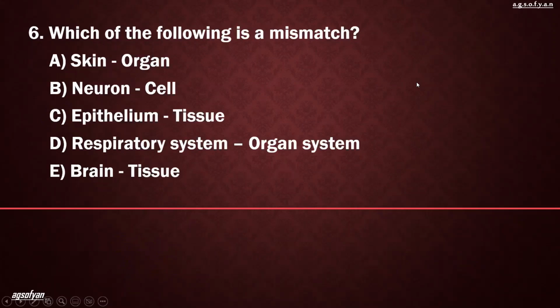Which of the following is a mismatch? Okay, which one is not correct? Skin, organ. Is that correct, right? Yes. Neuron is a cell. Yeah, it's correct because neuron is a nerve cell. Epithelial tissue or epithelium is a tissue. That should be correct, yeah. Respiratory system is organ system. That's correct. Brain is a tissue? No, it's an organ. So this is the answer, the one that is mismatched.